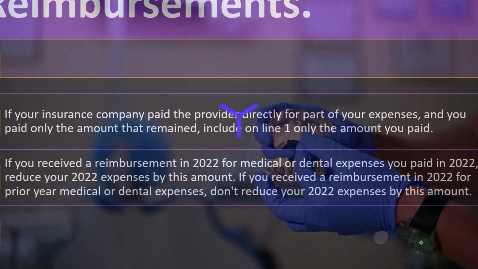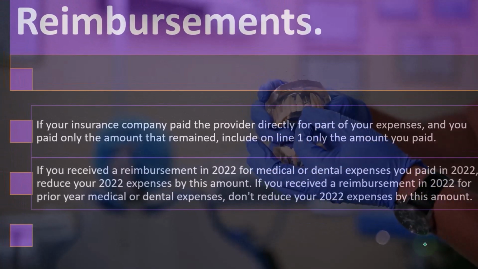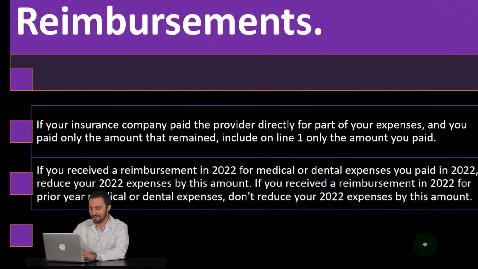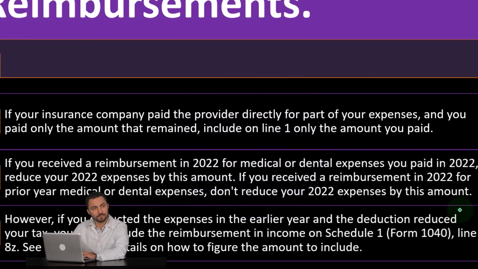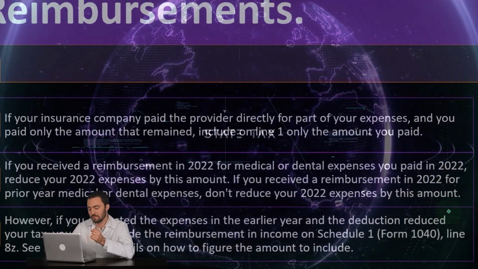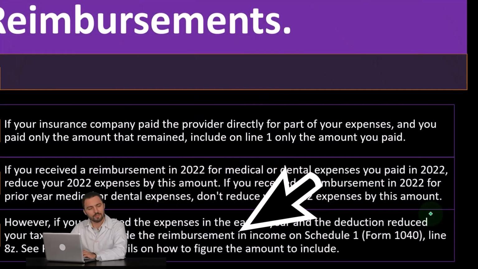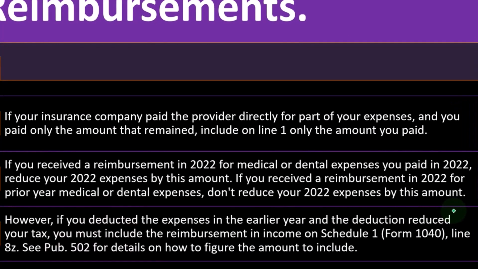by this amount. So now we have the issue: what if I paid for the medical expenses in 2021, and then they reimbursed me in 2022? This is a similar situation to what we saw with the refunds for the state taxes. If you can deduct your state taxes on the federal tax return, we said, if you got a benefit from the state taxes in the prior year, and then the state gave you part of the money back, they refunded it, well, now you got a benefit from an overpayment.